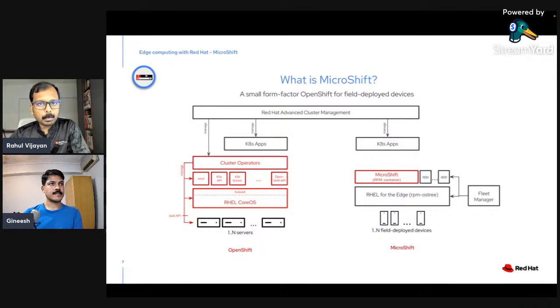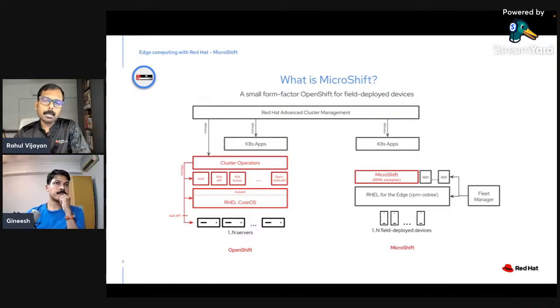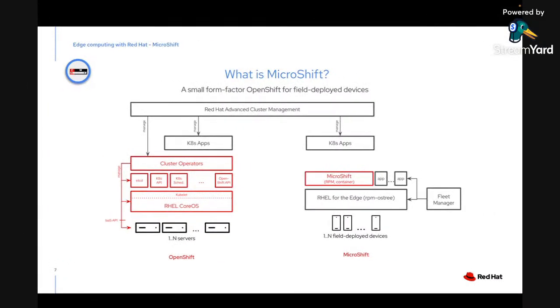One more important thing is that these are all independent devices. MicroShift cannot be clustered today. If you deploy MicroShift on a field device, it is an independent device. You cannot add one more and scale out. That feature is not available. Probably it's not required. Maybe in the future it will be there. As of now, that use case is not being seen.